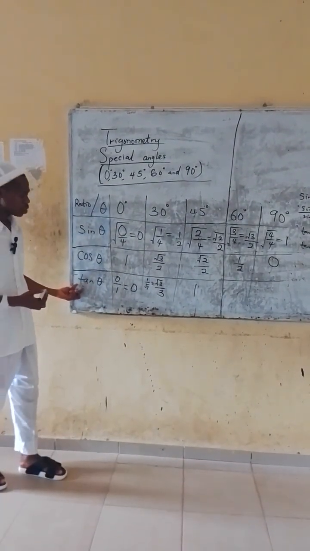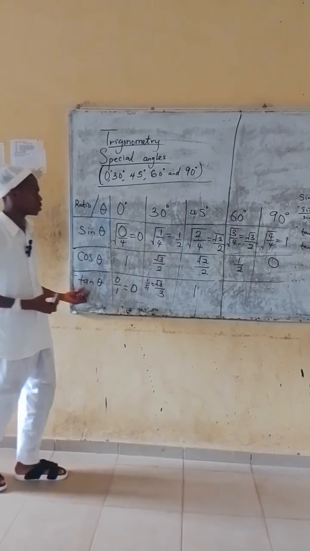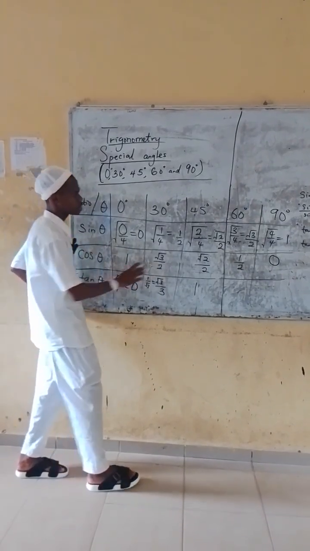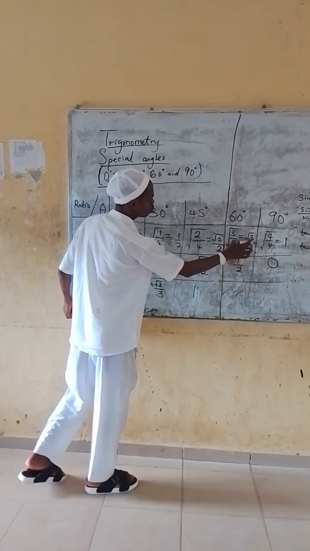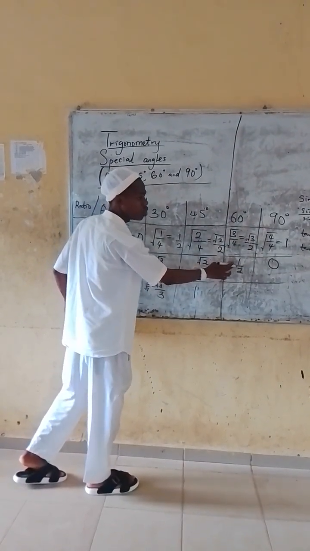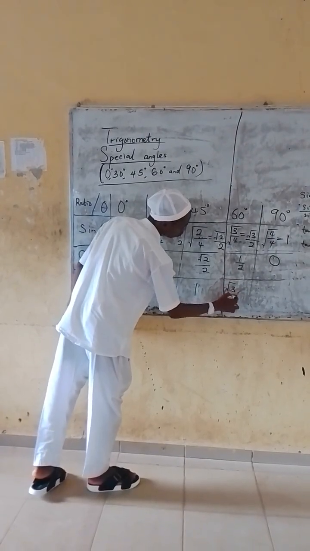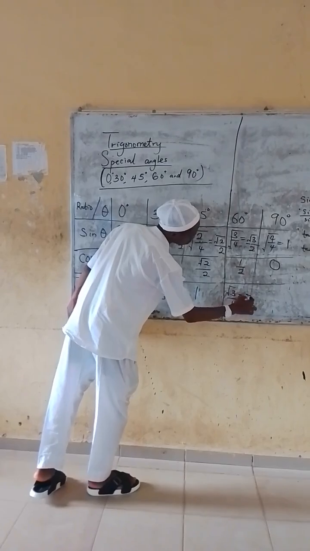Then moving on to tan 60. Tan 60 will be sine 60 divided by cos 60. Sine 60 is root 3 over 2. Cos 60 is 1 over 2. Dividing them will give me root 3 over 1, which is root 3.